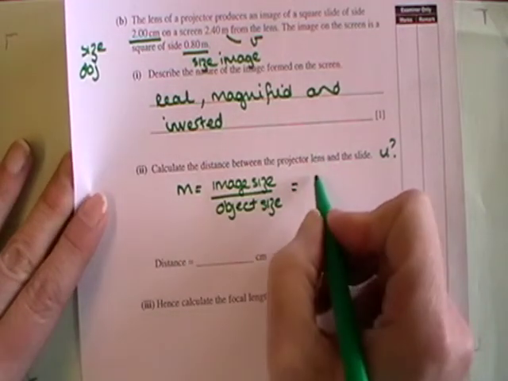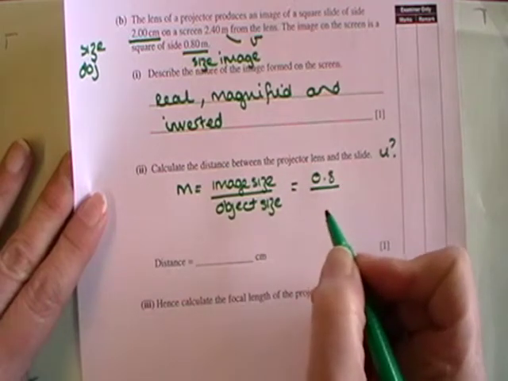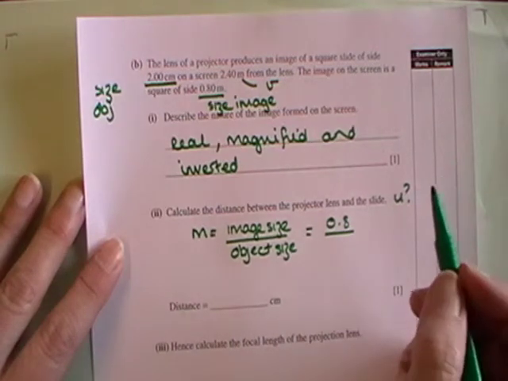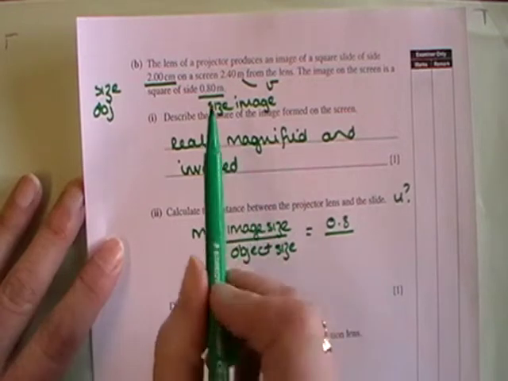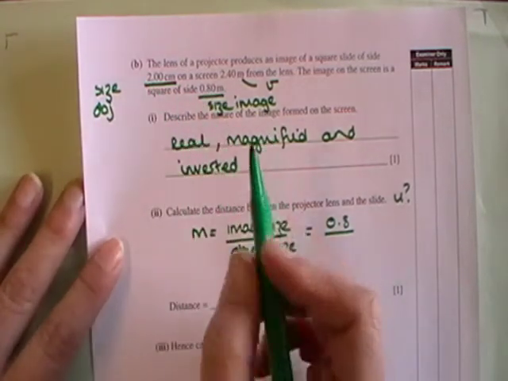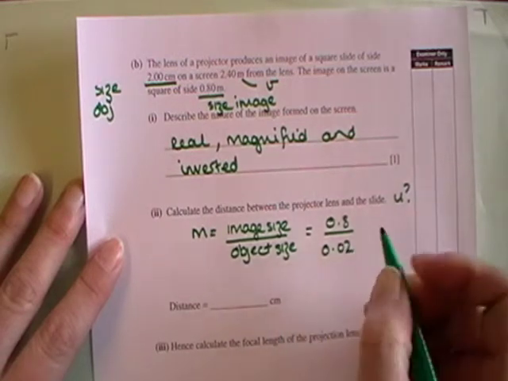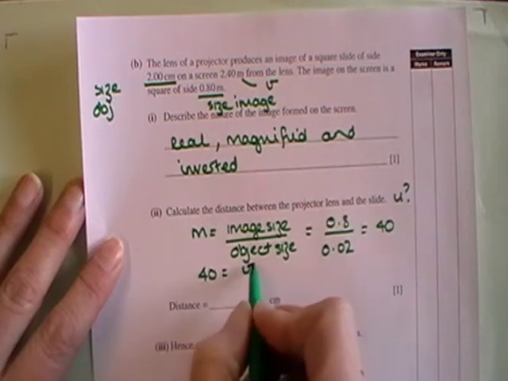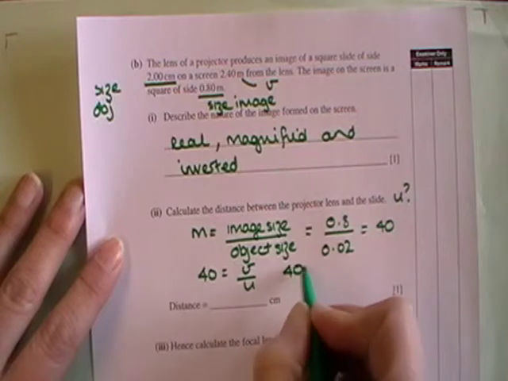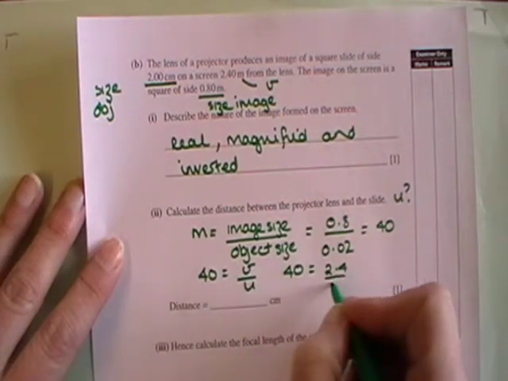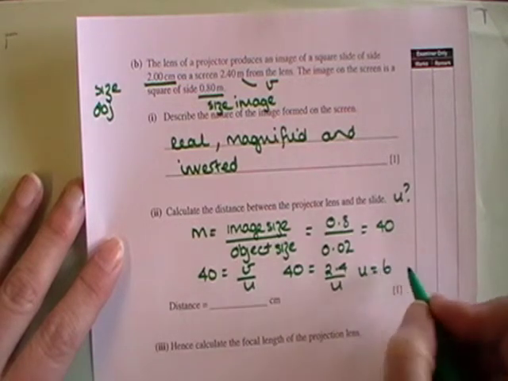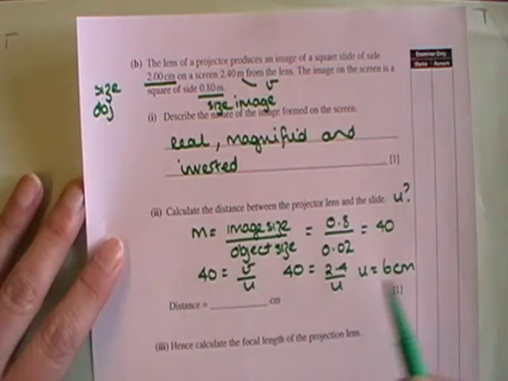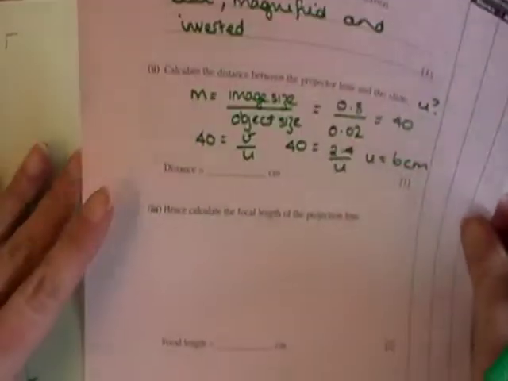Let's do this stage first. The image size is 0.8 metres. The object size, just be careful here of your units. They must have the same units to make that ratio for magnification. So if our image is in metres, we must put the object size into metres, which is 0.02. This gives us a magnification of 40. Then we say 40 is equal to V over U. So 40 is equal to 2.4 over U. And when we calculate U, we find that it's 6 centimetres. The answer that you calculate when you do this will be in metres, and then you must convert that back to centimetres. So it's 6 centimetres. And there's a mark for that.